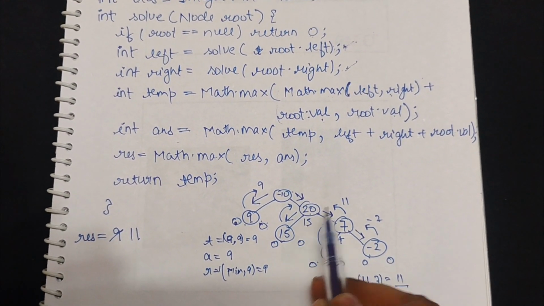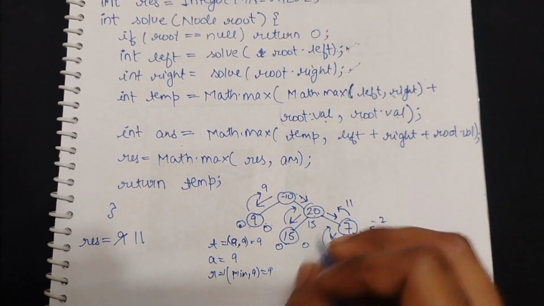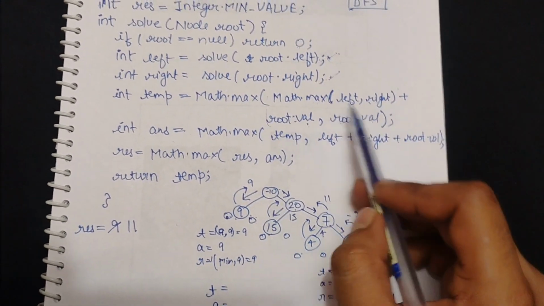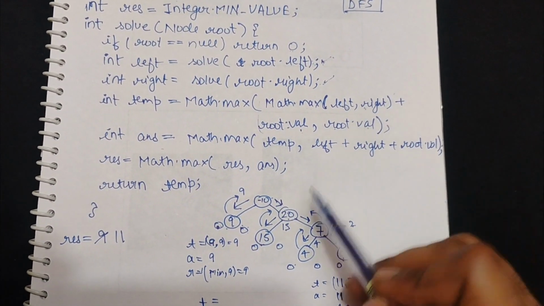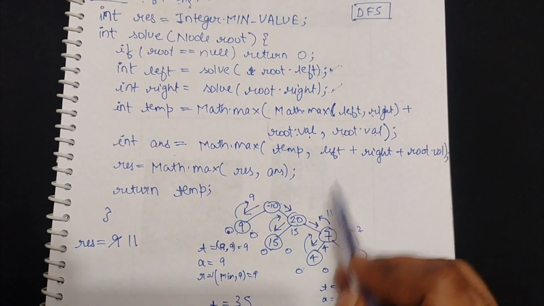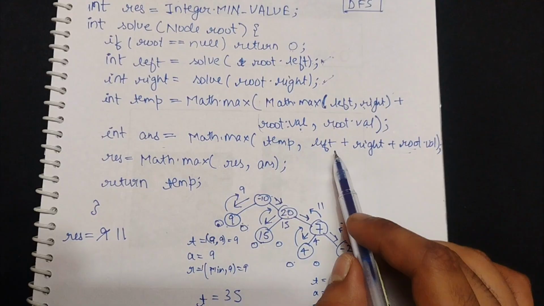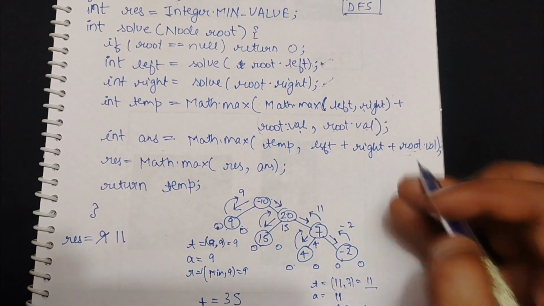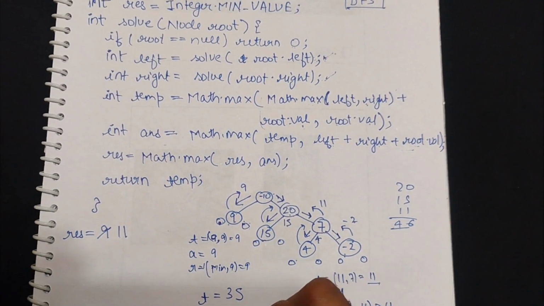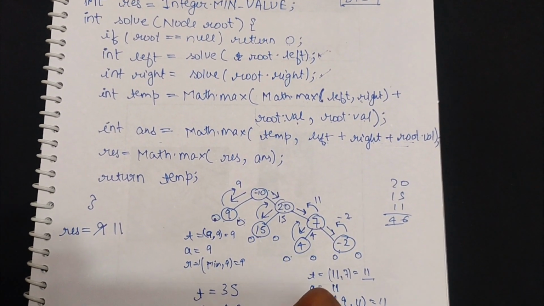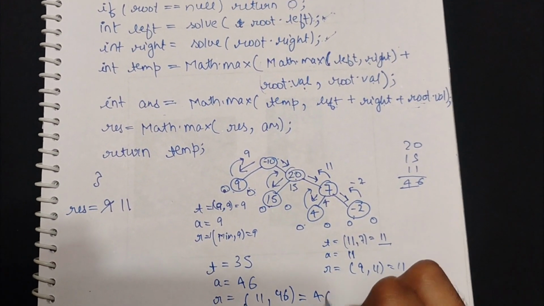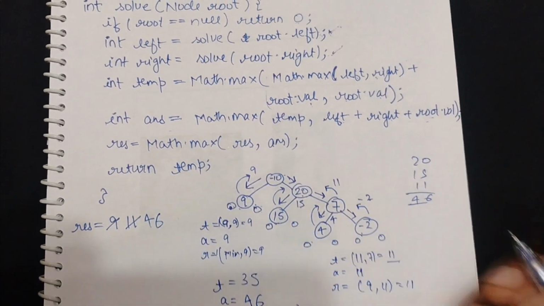20 has 15 from left, 11 from right. For 20 we will calculate temp, answer and res. So calculating this, maximum of 15, 11 is 15 plus 20, that is 35 as temp. And similarly for this, we'll do 15 plus 11 plus 20, that is 46 in this res. Now to calculate res, currently it is 11, and we have 46. So we will update res as 46.